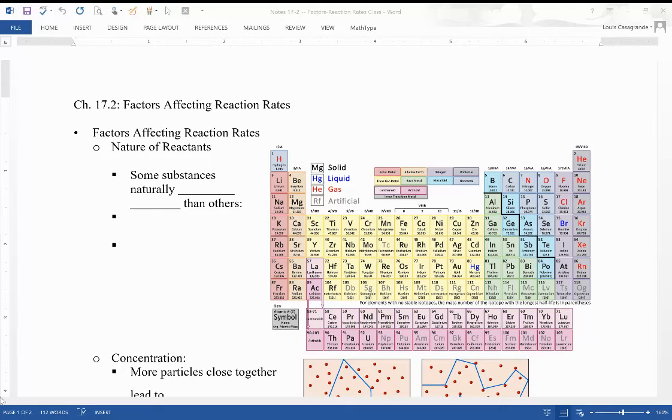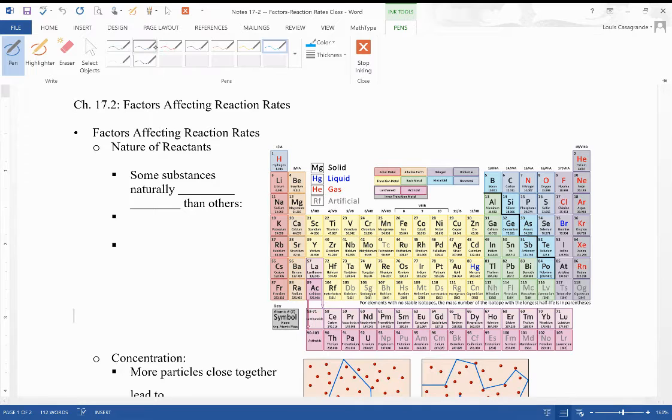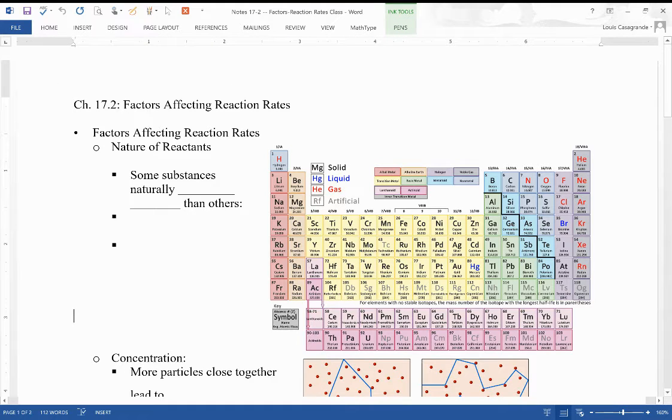Again, and this time it's for our last lesson in chapters 16 and 17. And this time we're going to look at the factors that can be changed to change the rates of reaction. So there are several factors that you can look at that are going to change reaction rates. And one of those factors is just the nature of the reactants.